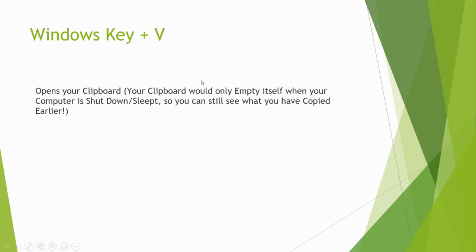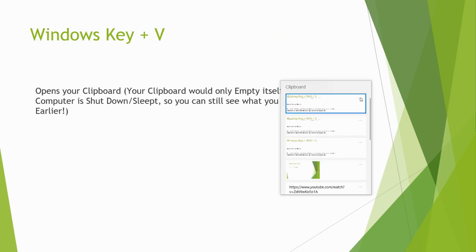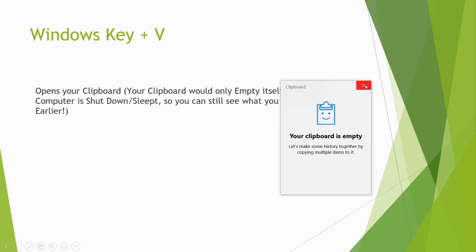Windows logo key plus V opens your clipboard. Your clipboard will only be emptied when your computer is shut down. And if you don't want to see this, you can also clear all of them. So when you copy something, it will be in your clipboard.